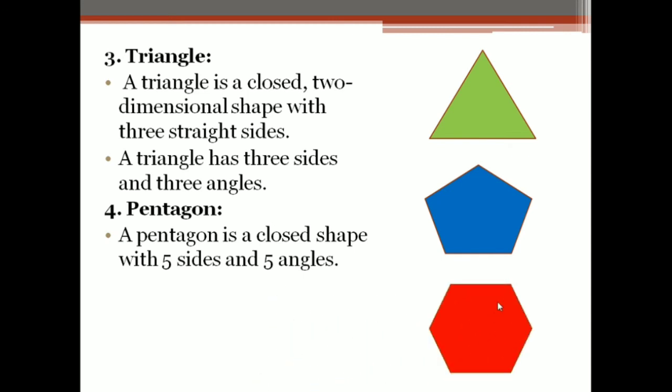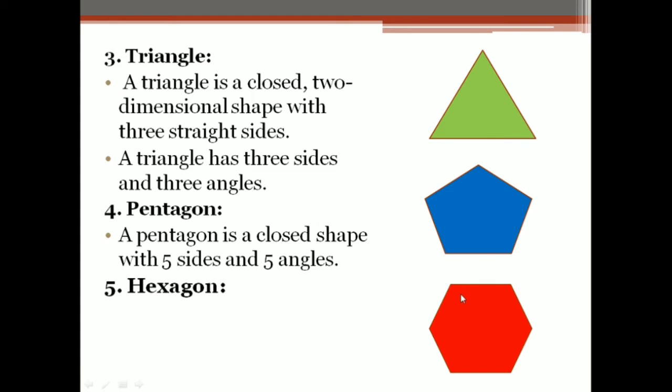Now, try to identify this shape. Which shape is this? Do you know which shape this is? This is a hexagon. Let's count the sides. How many sides are there? 1, 2, 3, 4, 5, and 6. There are 6 sides. Let's count the angles. How many angles are there? 1, 2, 3, 4, 5, and 6. So there are 6 sides and 6 angles, right?